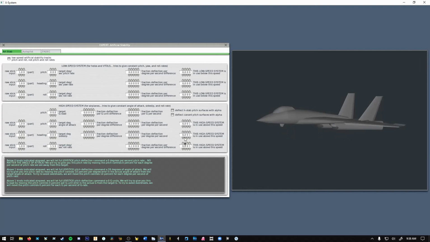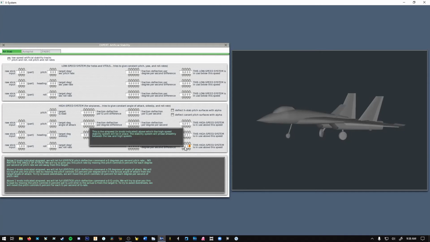And now this column here tells X-Plane where you want the system to start working above. For me, because I know that this aircraft is capable of holding very high angles of attack with thrust vectoring, I'm going to say that it'll just be on all the time, because it is definitely possible that I could get to 0 airspeed in this thing and I'd still want some semblance of stable control. I don't have a system here, so I'm not going to worry about that. And then for roll, I'm going to say above 250 knots, I want this roll rate.